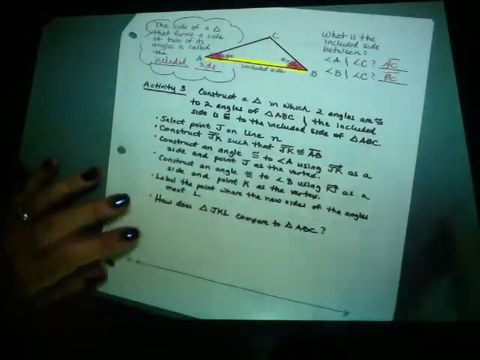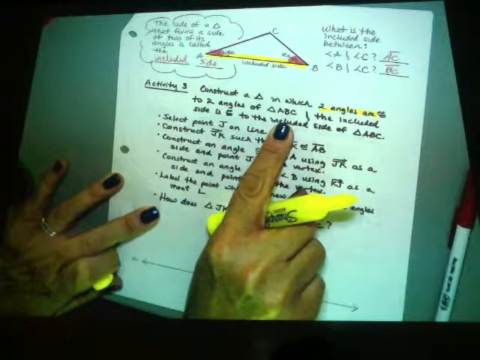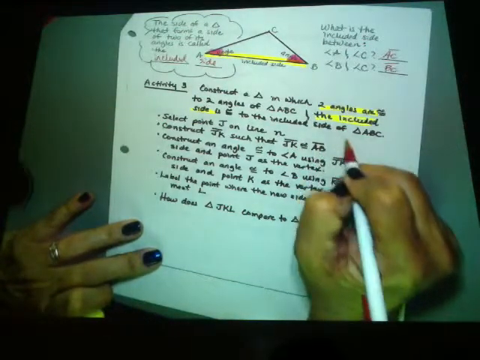All right, so we are going to construct a triangle in which two angles are congruent to two angles of the other triangle and the included side. So that is known as, what do you think?